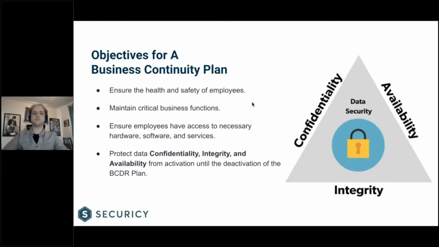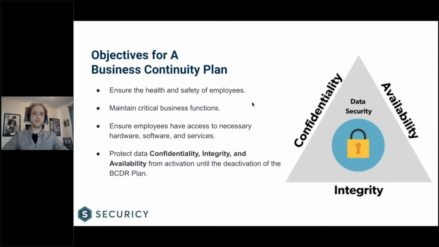So let's look at some of the objectives for a business continuity plan. What are the goals for having one? The first is to ensure the health and safety of your employees, so that during a disaster or an incident, they can continue doing their jobs and your business can still function. You'll want to maintain the critical functions of your business. If it's selling software, producing something, or making sales, you need to have those documented, with their dependencies noted, so that you can quickly and easily maintain those critical functions.